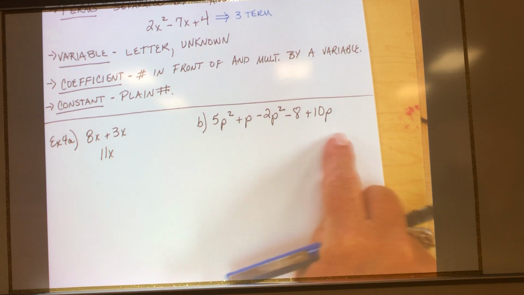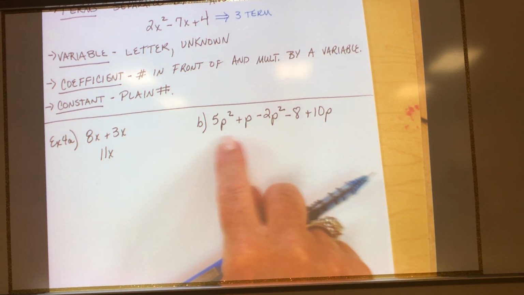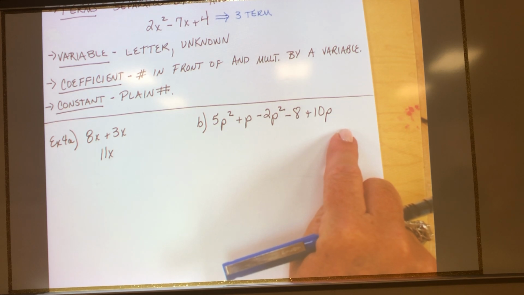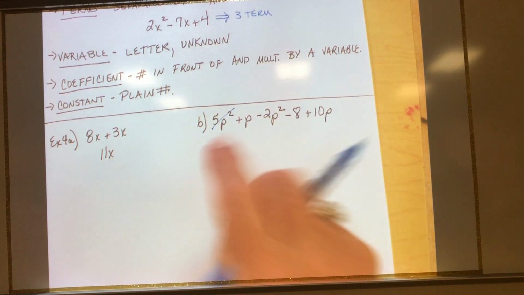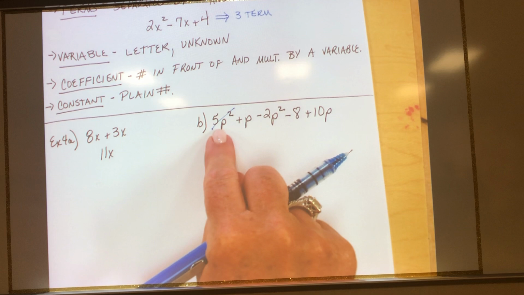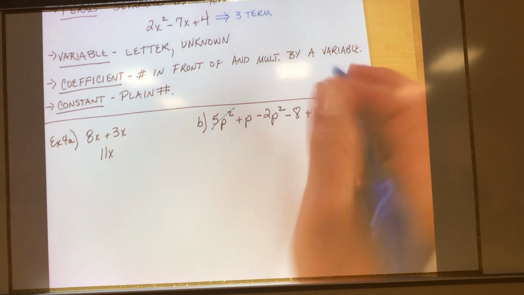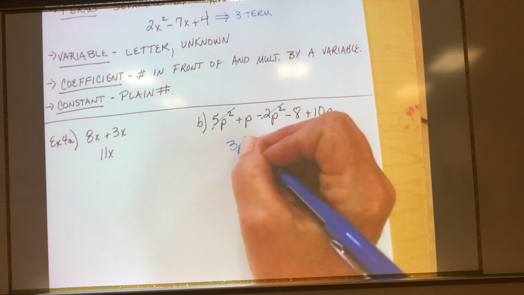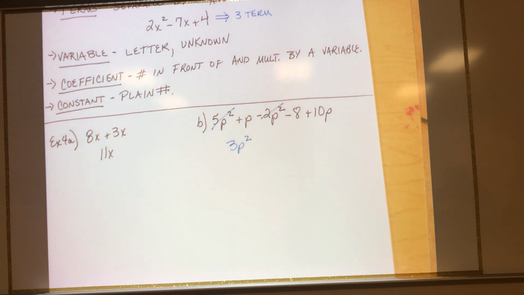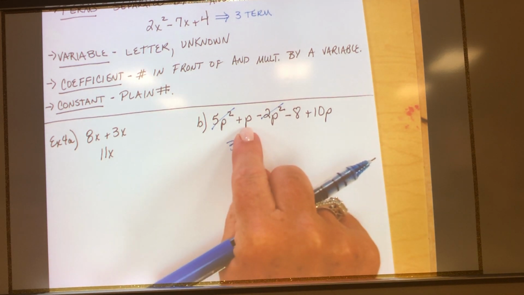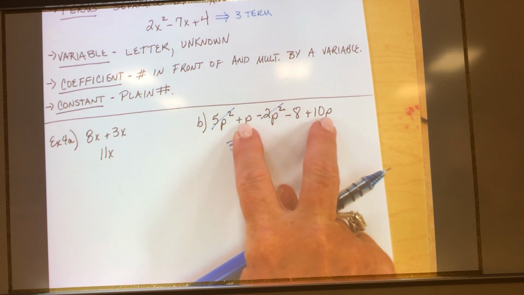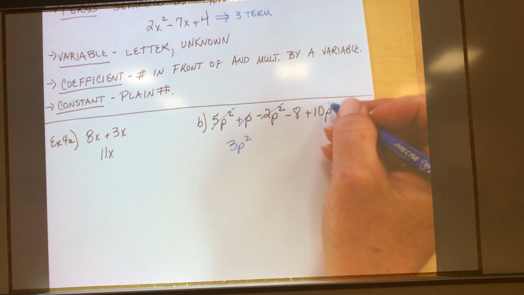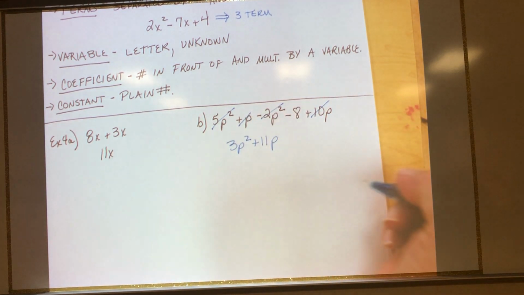Okay, so here's the way you do this one. When you have multiple things that you have to collect, but they're all the same letter or all the same variable, you start at the highest exponent, okay? So 2 is my highest exponent. So it's 5p squared. Are there any more p squares? Yes. So what is 5p squared minus 2p squared? 3p squared. Very good. Okay, and then you go down. Your exponent should be in descending order. So a positive p, is that the only p? No, there's a 10p. What is 1p plus 10p? 11p. Perfect. So I'm going to say plus 11p. And then anything else?